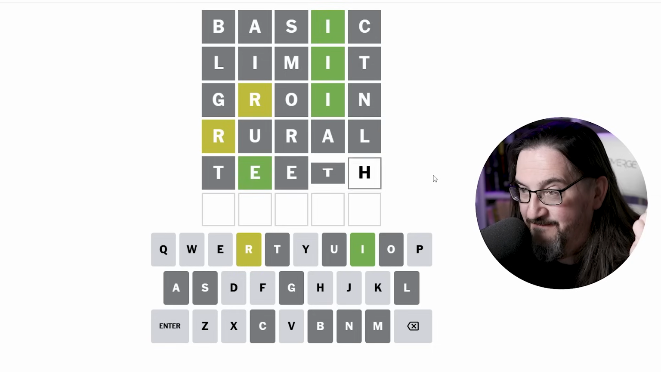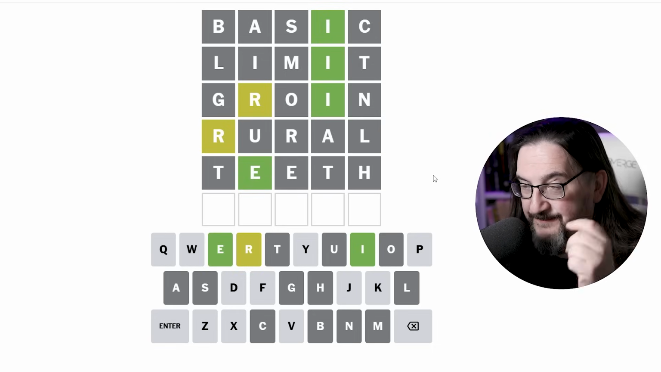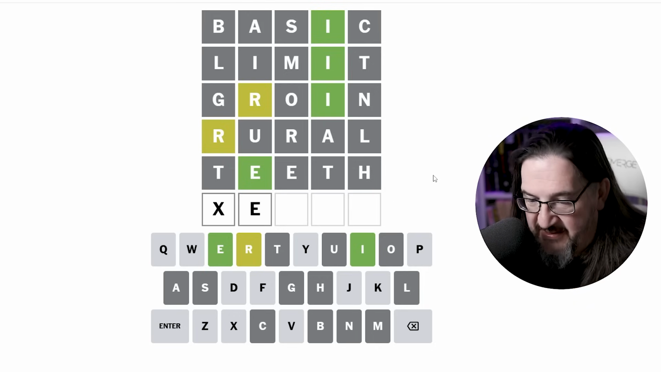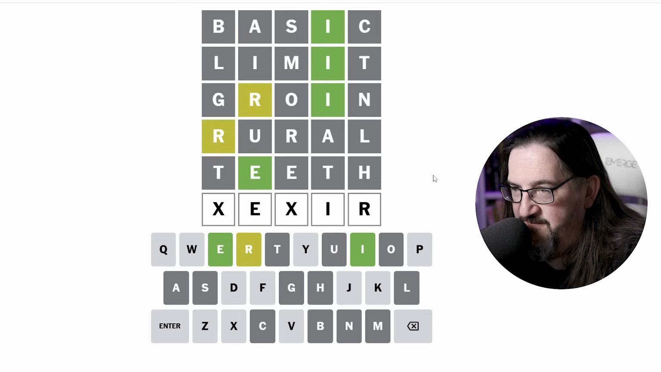All right, there it is. One E, and it's in the second spot. So we got blank E, blank IR with our last guess. That's what we're looking for here. And I don't see it. I don't see it. Oh my goodness. What could we have here?